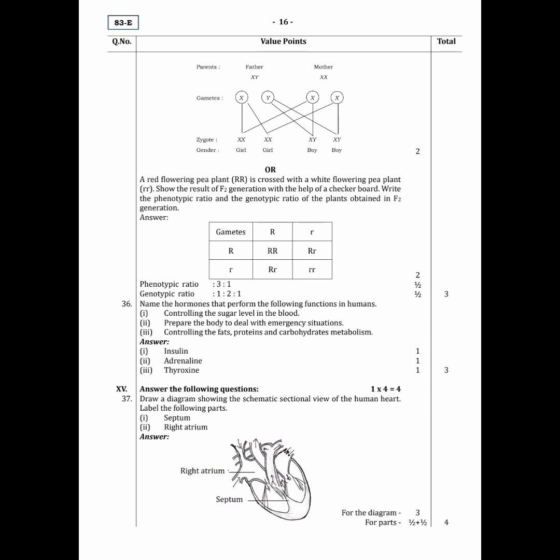Question number 37. Draw a diagram showing the schematic sectional view of the human heart. Label the following parts: septum, right atrium. Draw this diagram with sharpened pencil. Draw neatly and carefully and label the parts that they have given. Only what they have given.